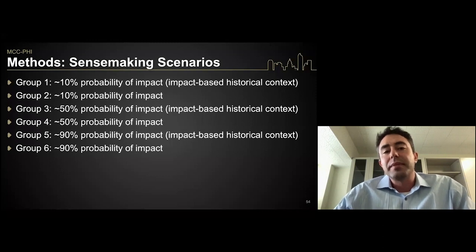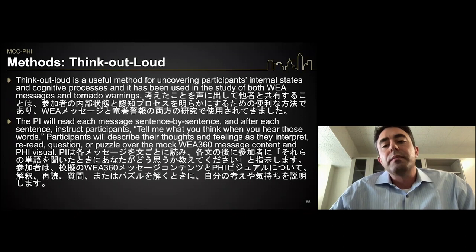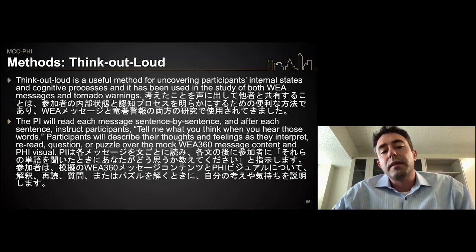We're going to show them different combinations of messages, some at 10% probability, some at 50, and some at 90, different orders of showing them these messages, and do exactly what we've done with you, which is ask them to comment, but a little more systematically, and we'll have priming questions and follow-up questions. But understanding the sense-making process to elicit from them issues about these messages and how they might be used and interpreted. We're going to use this think out loud method for uncovering participants' internal and cognitive processes.